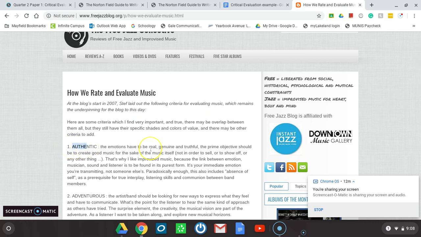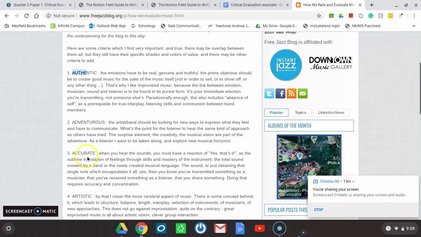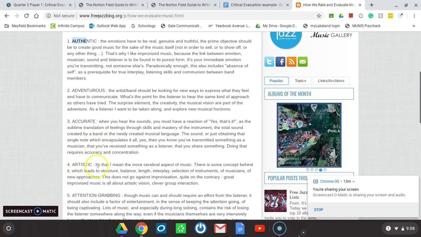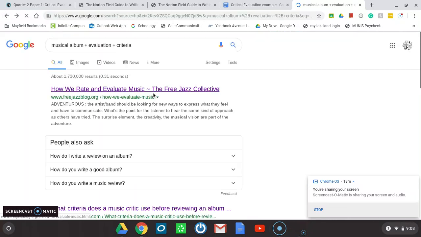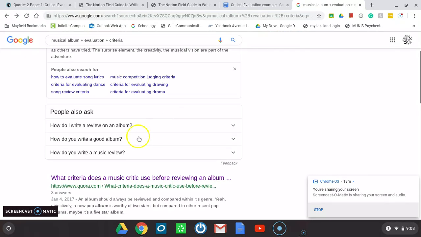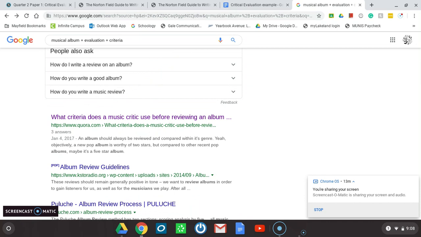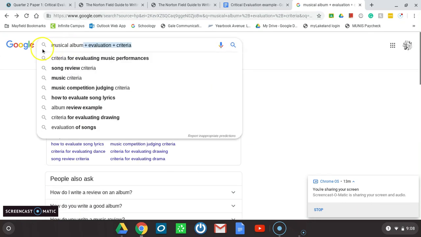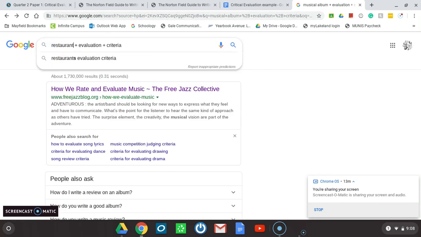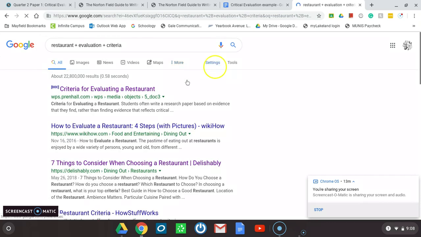And if you're a music person, maybe you know more about what that means, or what exactly makes it accurate, or what exactly makes this artistic. But I would highly recommend that you take some time to learn more about how people in music talk about and judge music. That is a prerequisite if you are going to be doing something with music. Or, for example, if you were going to do something with restaurants, let's go to restaurant evaluation criteria.